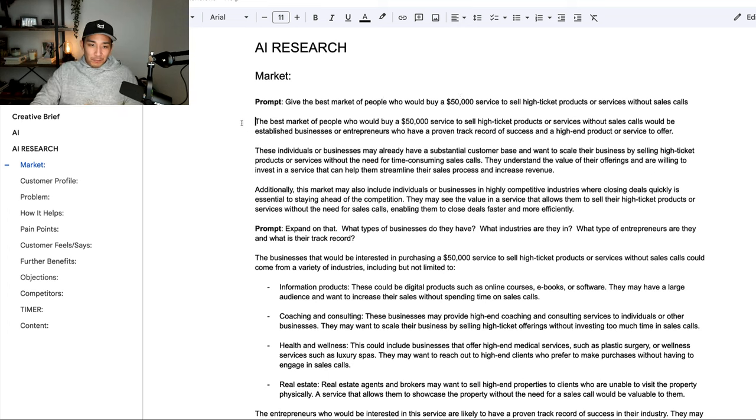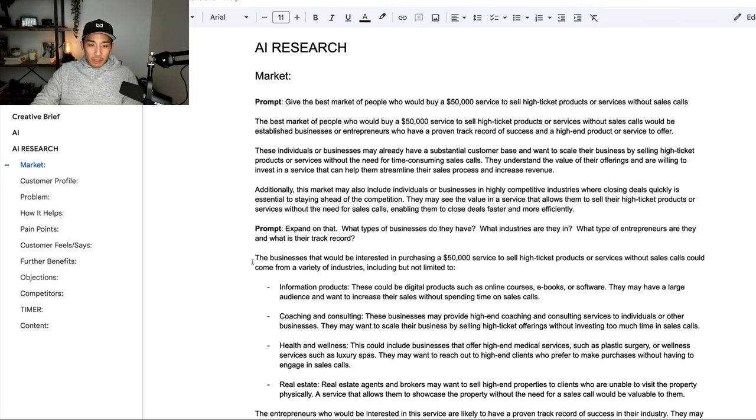And so you can see here, it gives me back this answer. The best market of people who would buy a $50,000 service to sell high-ticket products or services would be these types of people: established businesses, entrepreneurs with a proven track record. It gives me a little more context. I wasn't quite happy with this answer. I wanted it to expand a bit. So I just said, expand on that. What types of businesses do they have? What industries are they in? And what types of entrepreneurs are they? And what is their track record?